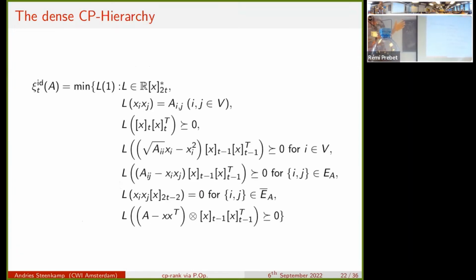Now we have everything, we can massage it into a hierarchy. Don't freak out, it's a lot. I will break it into pieces that can be digested. Integrate over your linear functionals, your second order moments are determined by your matrix A. You have your three positivity conditions. Moment matrix has to be PSD, localizing matrices have to be PSD. We have ideal constraints for the non-edges, and we have our tensor constraint that we saw on the previous slide. And this is exactly what we punch into the machine to punch numbers out.